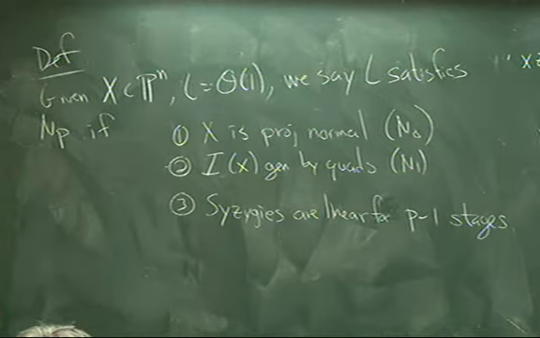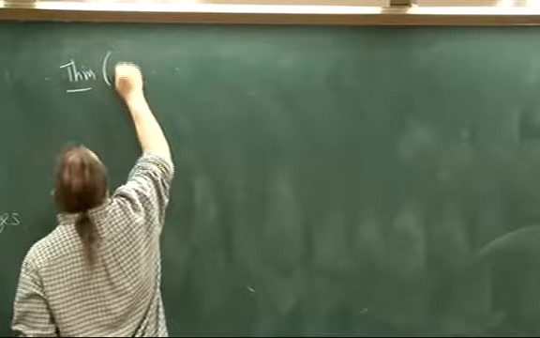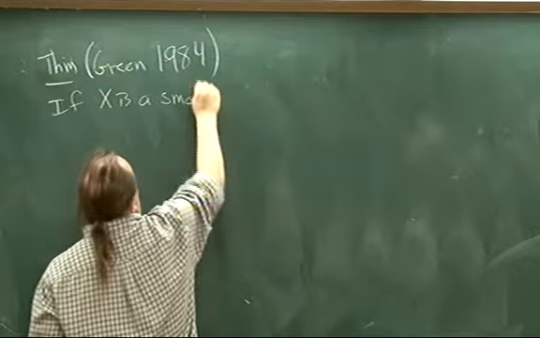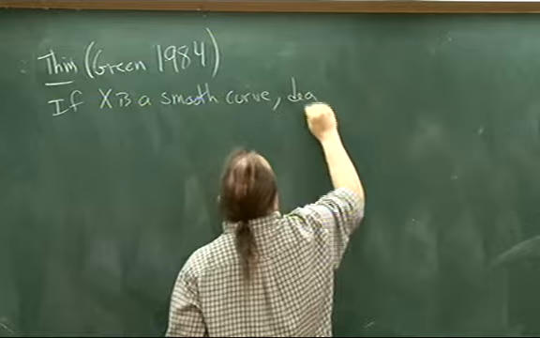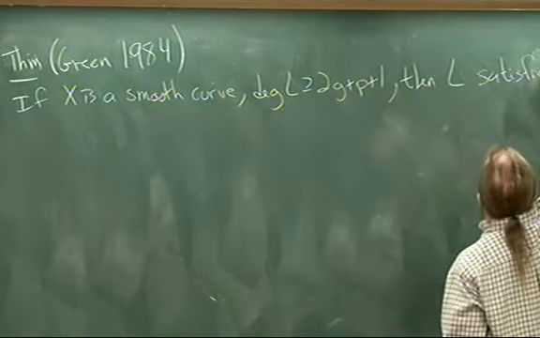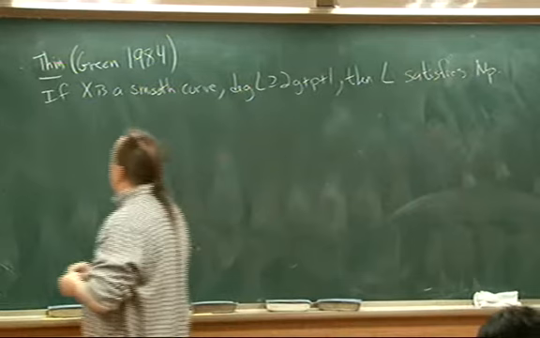The theorem alluded to over here, or suggested over here, is that if X is a smooth curve, and the degree of L is at least 2g plus p plus 1, then L satisfies NP. I'll come back to this in just a minute, just to give you some idea of what happens in general.